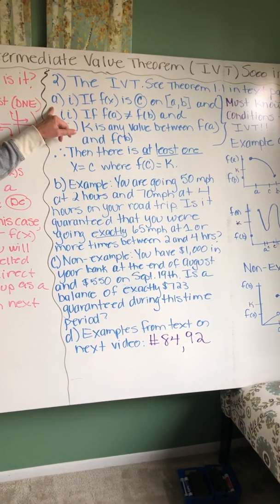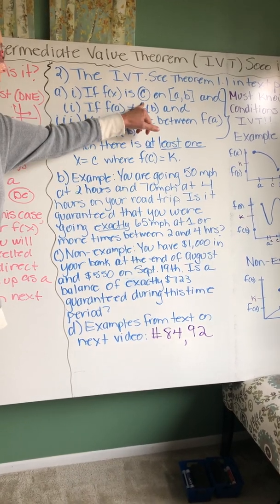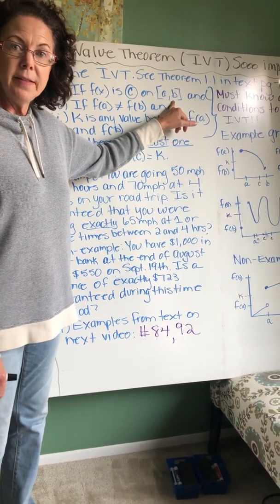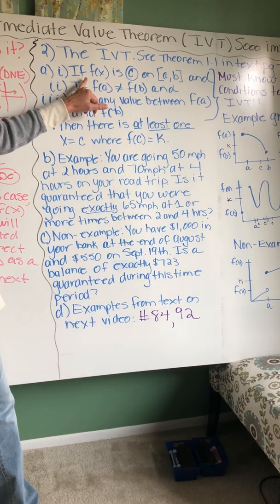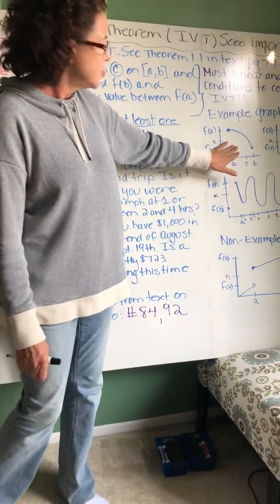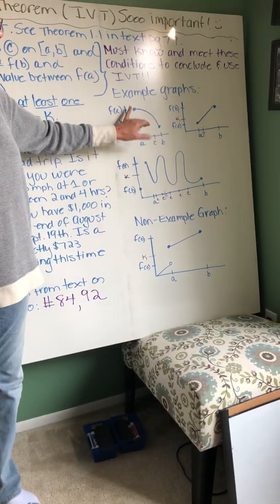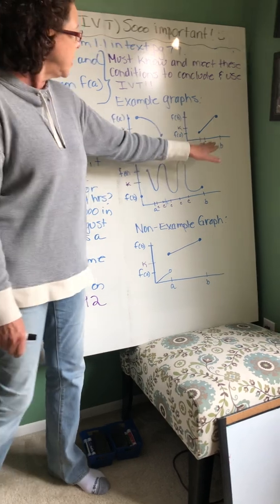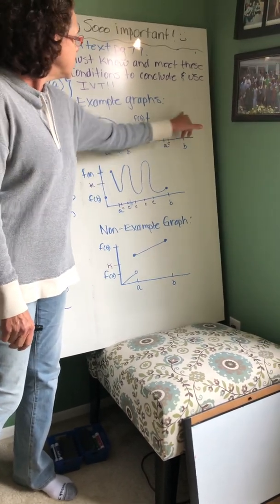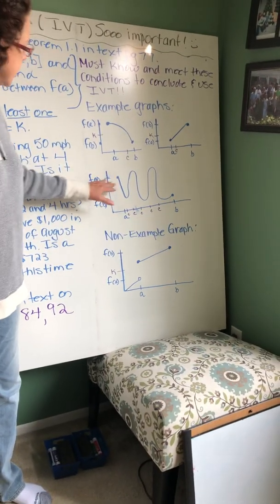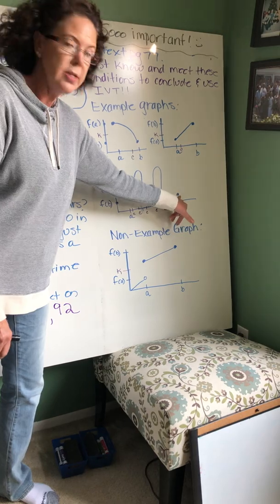So A, if f of x is continuous on a closed interval, so you need these two things. If the function is continuous on a closed interval, notice that is true in this picture. You have a continuous function on a closed interval. That is true on this graph. You have a continuous function on a closed interval. Look at those endpoints. Notice that is true here. Continuous function on a closed interval.